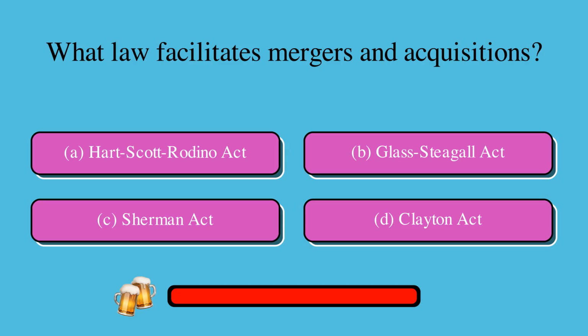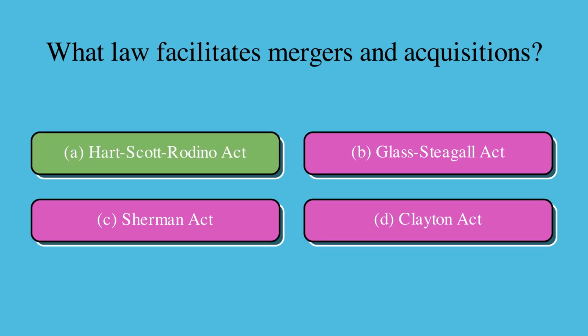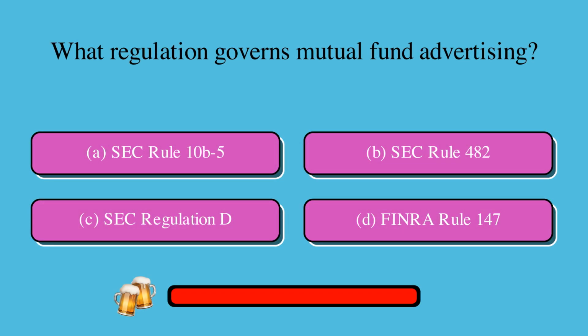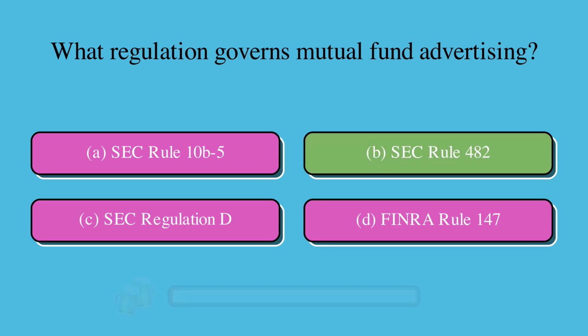What law facilitates mergers and acquisitions? Is it A, Hart-Scott-Rodino Act, B, Glass-Steagall Act, C, Sherman Act, or D, Clayton Act? The correct answer is A, Hart-Scott-Rodino Act. What regulation governs mutual fund advertising? Is it A, SEC Rule 10b-5, B, SEC Rule 482, C, Regulation D, or D, FINRA Rule 147? The correct answer is B, SEC Rule 482.